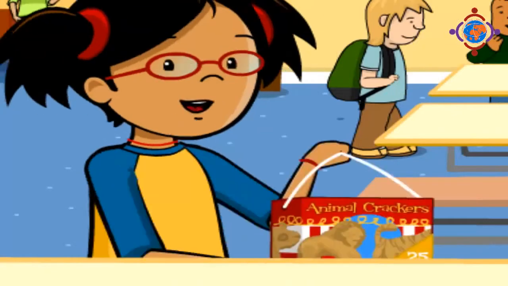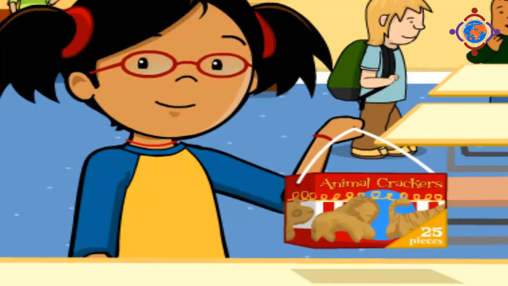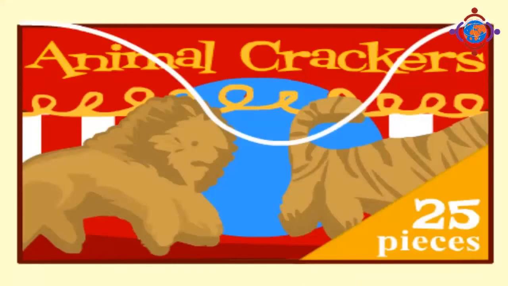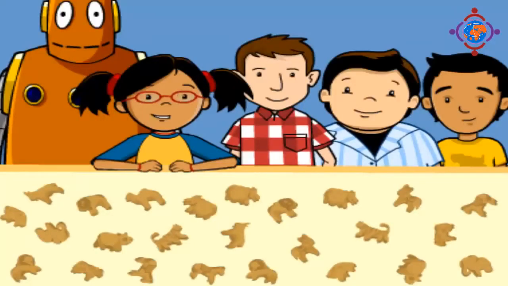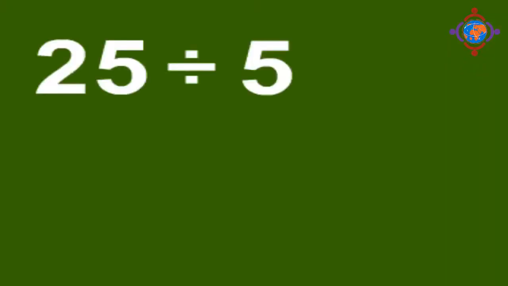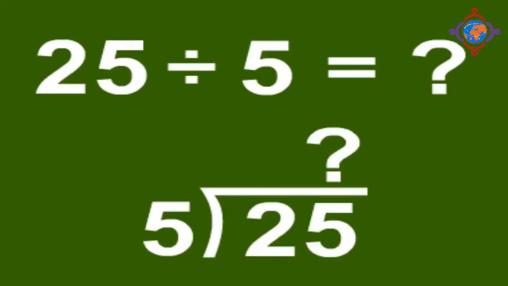Who wants some animal crackers? There are 25 animal crackers and 5 people. How many does each person get? Divide 25 by 5 to get the answer. We can also write it this way. How many times can you subtract 5 from 25?